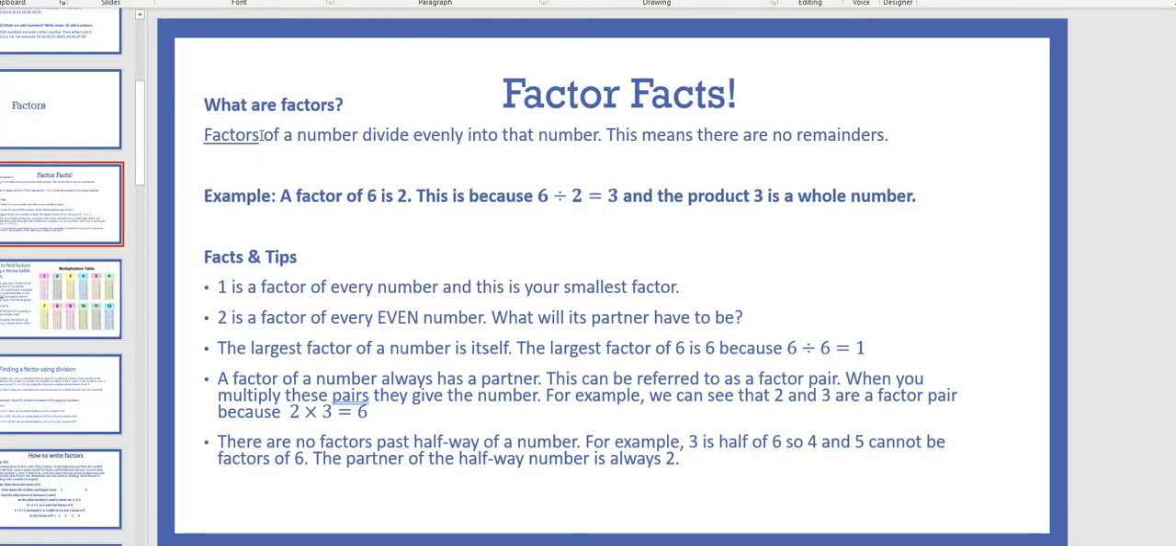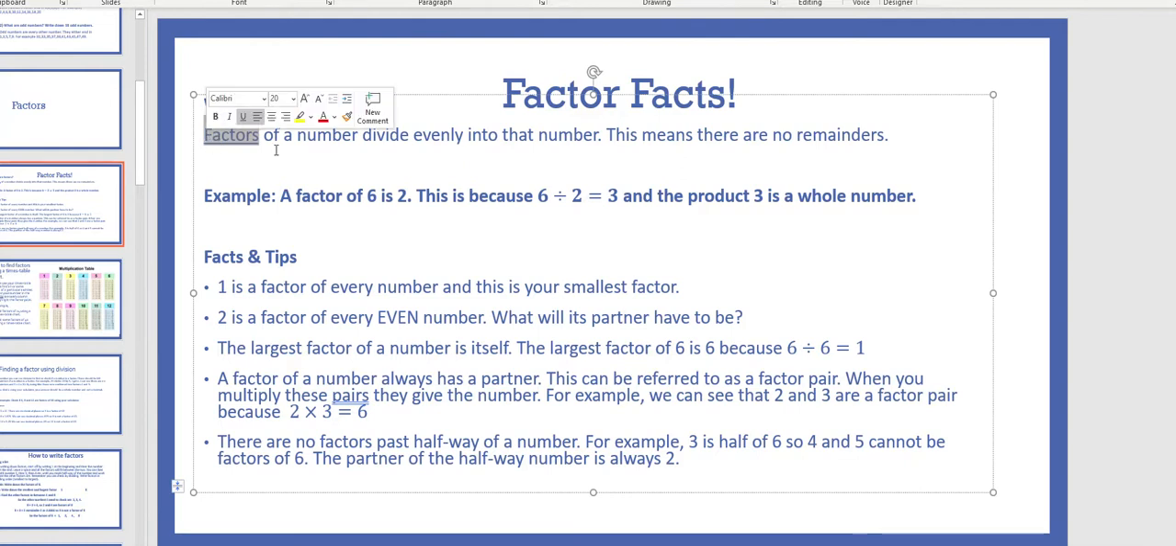Factors of a number divide evenly into that number. This means there are no remainders. Okay, that's how we know we have a factor. Look at this example. A factor of 6 is 2. This is because 6 divided by 2 gives us 3. Our product, our answer when we multiply, is a whole number. No decimals, and no fractions. It's just a whole number.